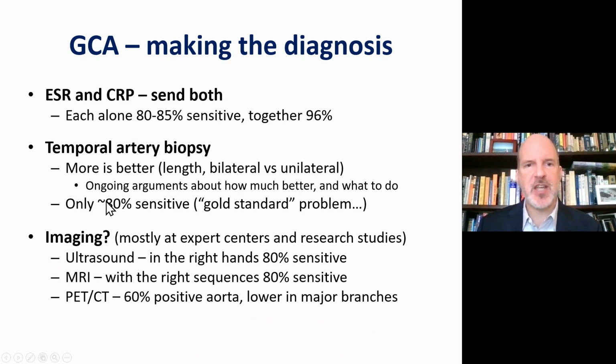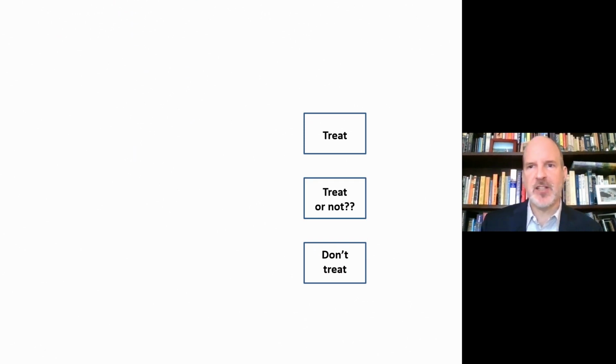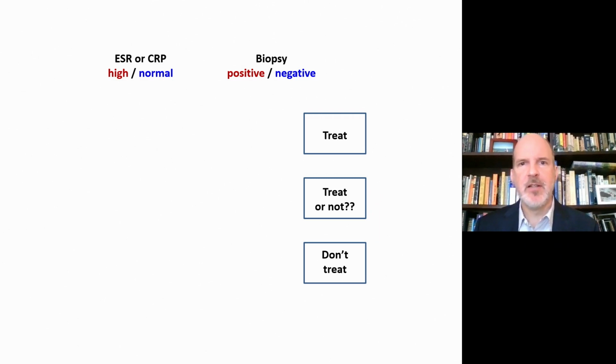So the ultrasound, this is a big area of interest, but it's done at expert centers. Ultrasound or MRI or PET scanning, all in the 80% range. So in the end, we either treat or don't treat these patients, as in a lot of medicine. And unfortunately, in rheumatology with giant cell arteritis, we're often in this situation. These are the two things that are widely available, the markers of inflammation and biopsy.